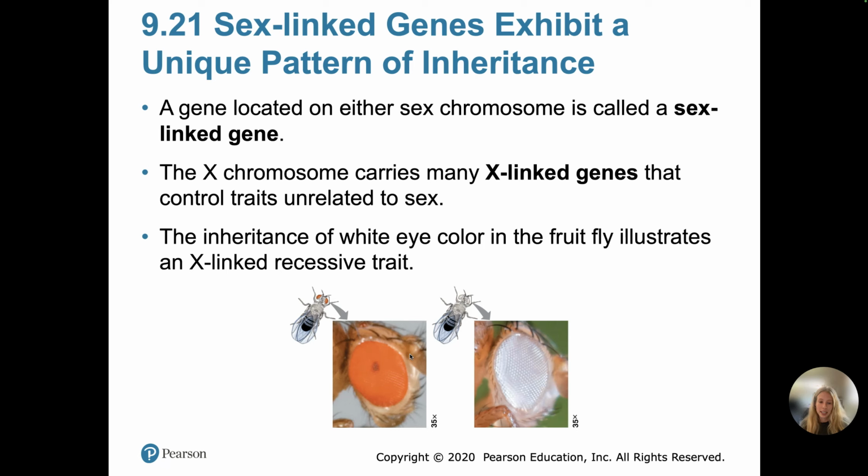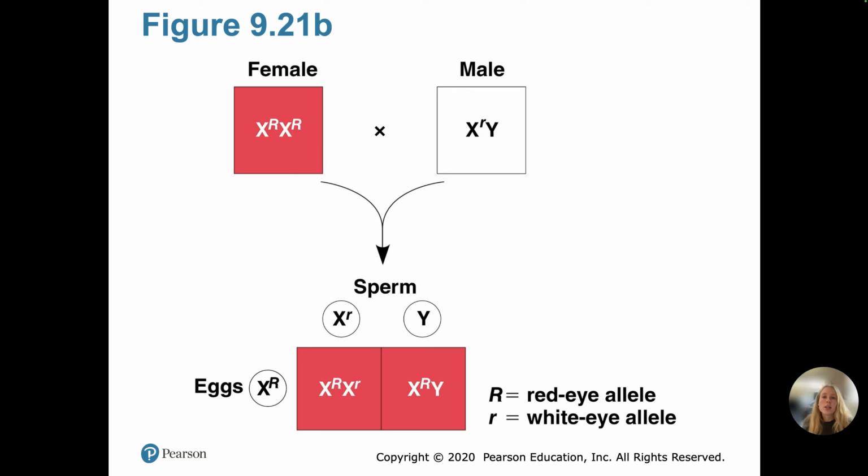So you might hear me say that. The red eyes are much more common in the population. They're the dominant trait. They're the wild type trait. White eyes are a recessive trait, and the eye color trait is carried on the X chromosome. So the white eye color is a lot rarer in the population. We're going to look at a few examples of crosses of flies with different eye colors.